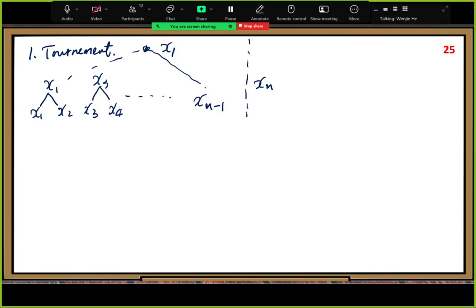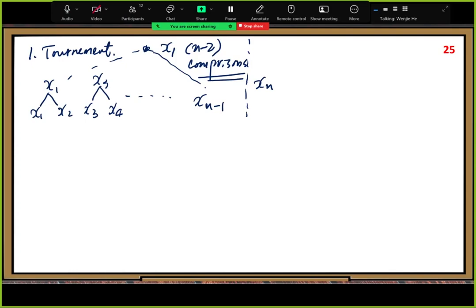So you eliminate all of the other elements, players, that's n-2. So in this step you need to do n-2 comparisons, because you have a total of n-1 elements participating in the tournament method. And to get a final winner, you need to eliminate n-2 other elements. So you need n-2 comparisons in this step.